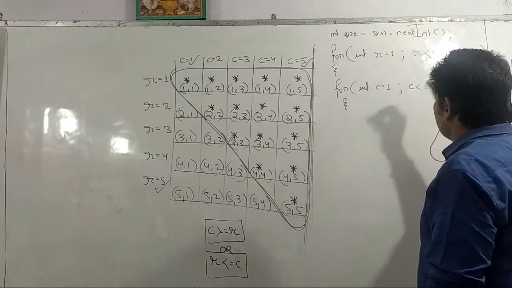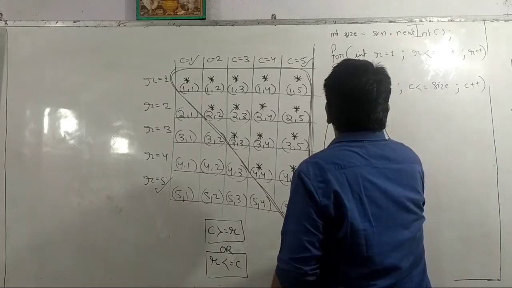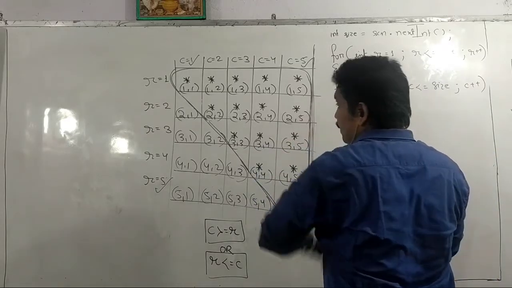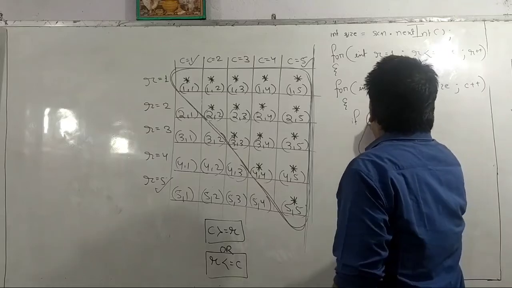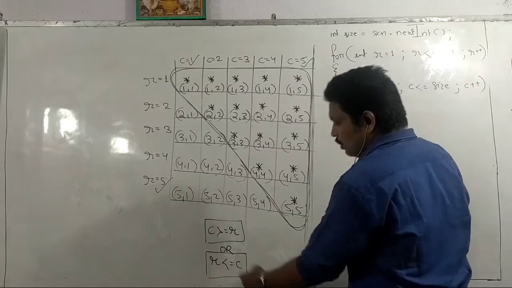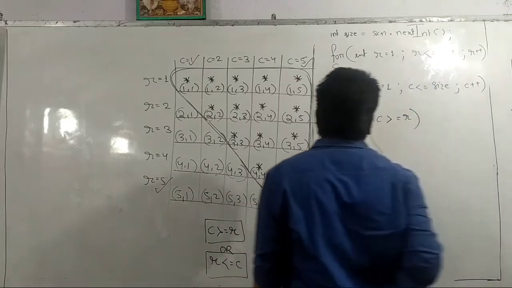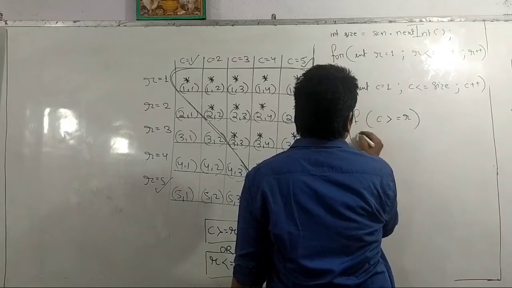Then, okay, so int R is equal to 1, R less than equal to size, R plus plus. Int C is equal to 1, C less than equal to size, C plus plus. If, what is the condition? C greater than equal to R. You can also write R less than equal to C. So C greater than equal to R.